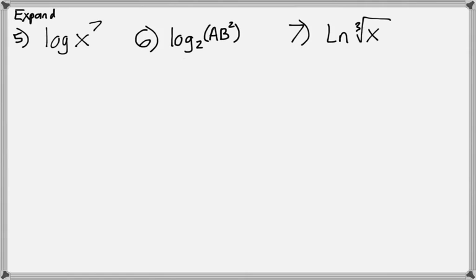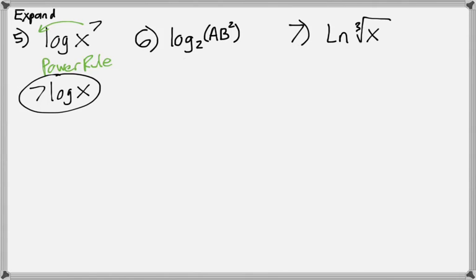So anytime you have a power on a variable on the inside of a logarithm, you're allowed to bring that power down to the main level. And that's using the power rule. So I'm bringing that down, and that's going to be 7 times log of x. And that'll be our answer.